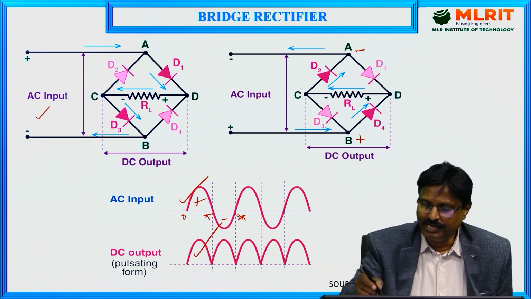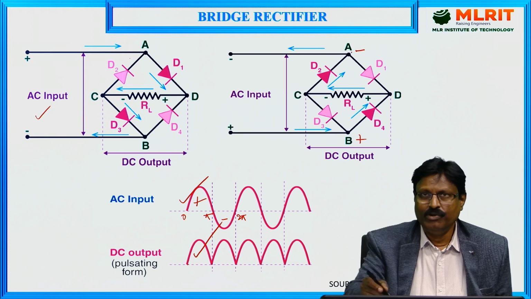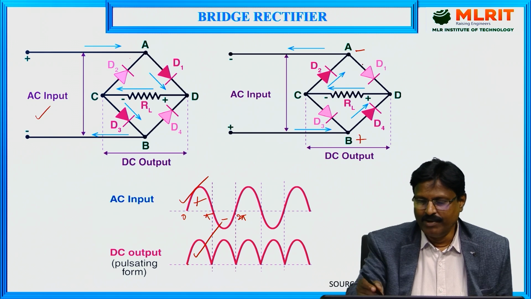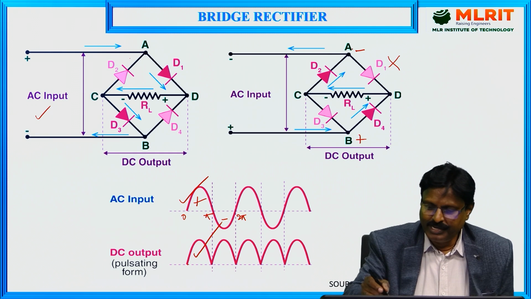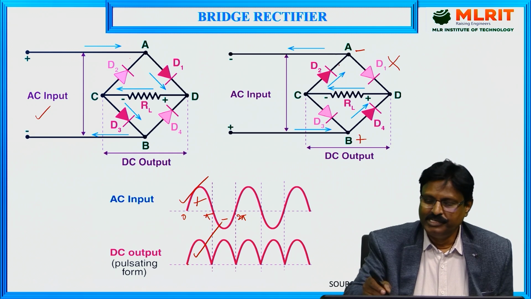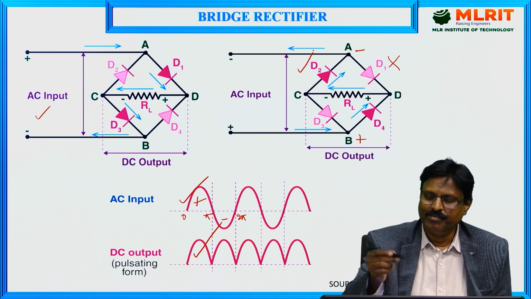Okay, as you can see here, first let us check about D1. So A is at lower potential. Lower potential is connected to anode. That means this will be reverse bias. Okay, A is at lower potential. That is connected to cathode of D2. That means this must be forward bias.